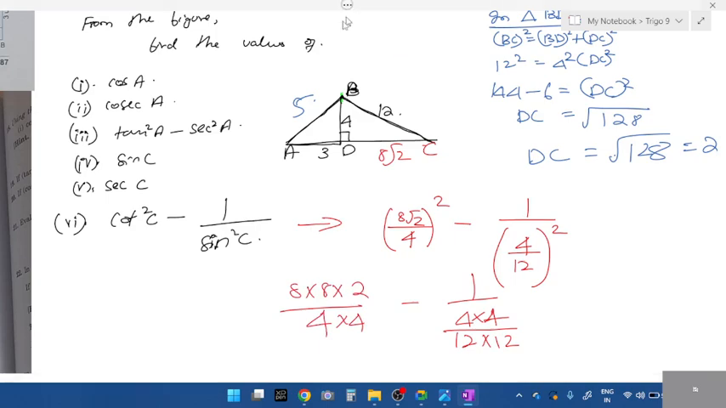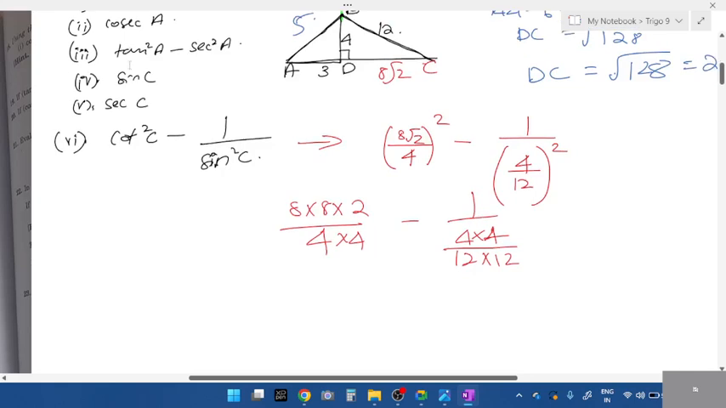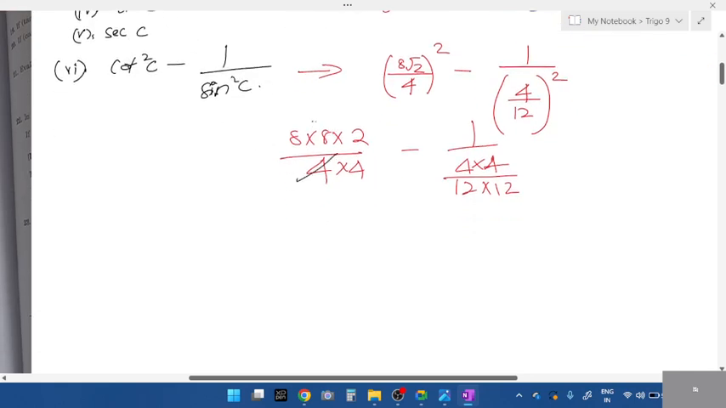Now tell me, how should I cancel this? 4 ones are 4, 2s are. Again, 4 ones are 4, 2s are. What do you get? 2 into 2 is 8. Minus 4 ones are 4, 3s are. 4 ones are 4, 3s are. What do you get? 1 by? No, not 1 by 9. 1 by 1 divided by 9, right? Isn't it 1 by 1 divided by 9? Yeah, this is 1 by 9.